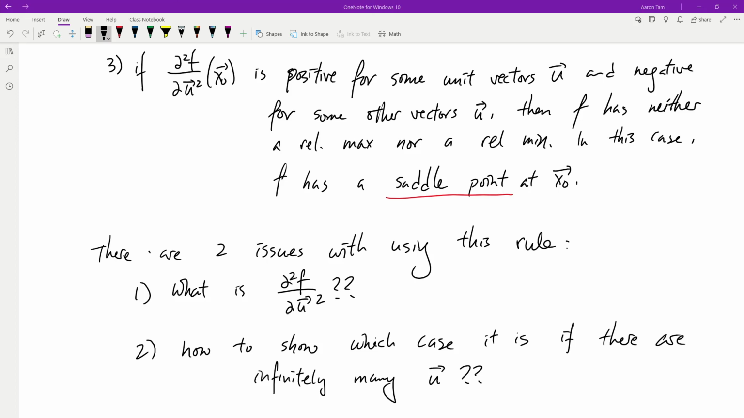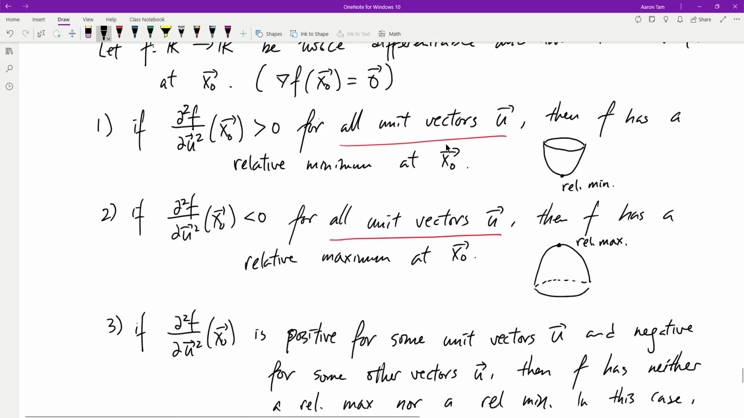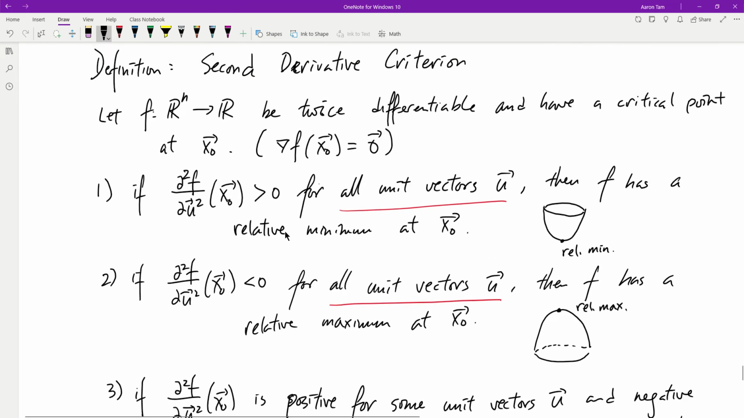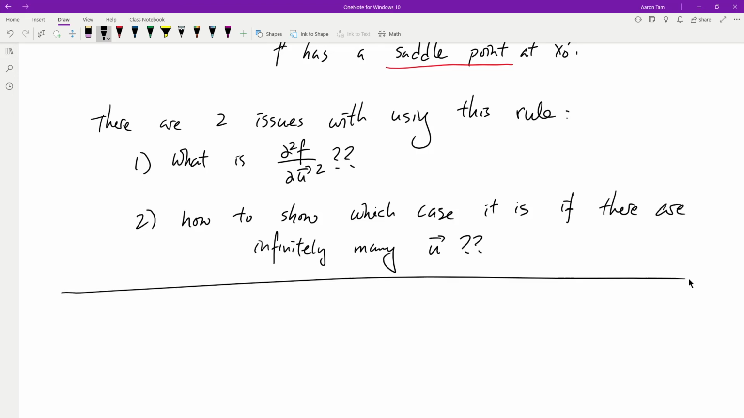So those are the two issues that we have when we try to apply this theorem. Number one is obviously we have to define what d squared f over d vector u squared is, and two is that there are infinitely many vector u, and we have to prove that for all vector u it satisfies a certain condition. So obviously we cannot go through each direction vector u one by one because there are infinitely many of them. So we're going to have to figure out some way to show that it is true. Let's tackle these two issues one at a time. Let's start with the first one. So what is actually d squared f over d vector u squared?